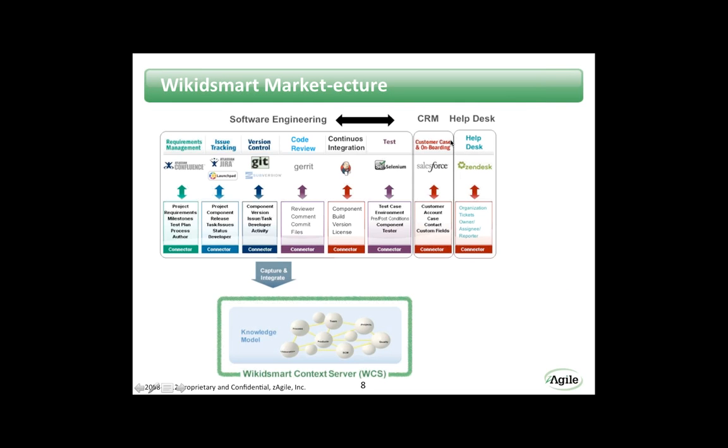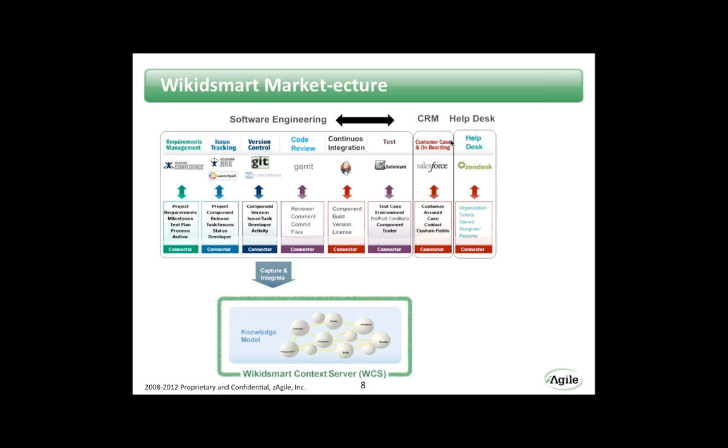So let's see. Here's another graphical way to show the architecture. Let me describe what you're seeing here. It's pretty colorful, and we're showing lots of things. On the very top part, we see the different domains. Software engineering, which covers the different areas below it: requirements management, issue tracking, version control, etc. And then on the CRM and help desk side, we have connectors also today for Salesforce and Zendesk. We can expand that to include other connectors as well.